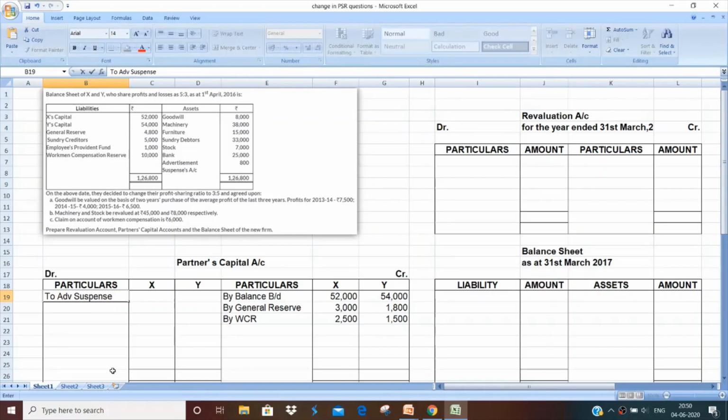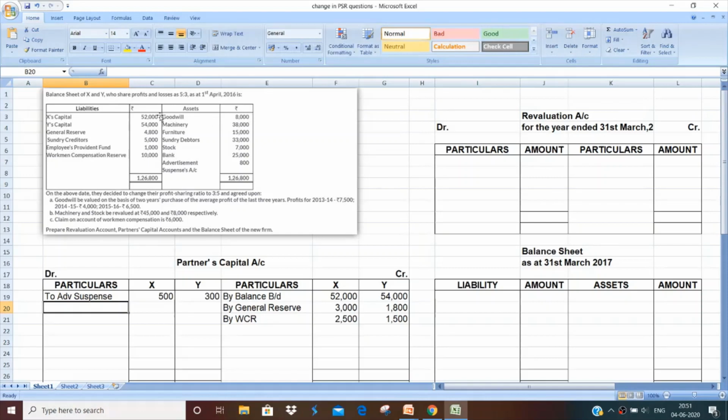So the amount is 800. It will be divided in the old ratio, that is 5:3. So 500 and 300 is the amount which is debited to X and Y. We also have another thing mentioned on the asset side, that is goodwill.